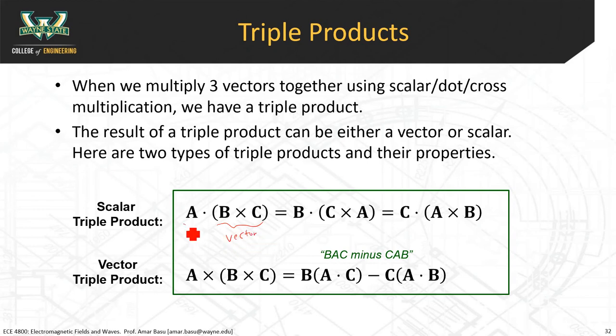And then A is a vector. So the dot of two vectors is equal to a scalar. So that's why this is called the scalar triple product.